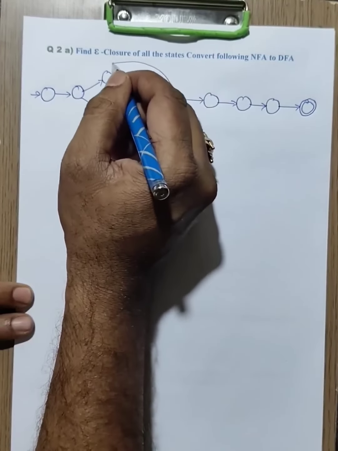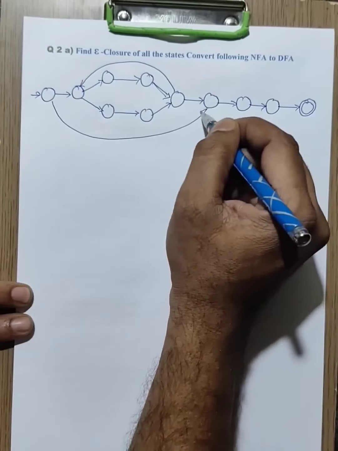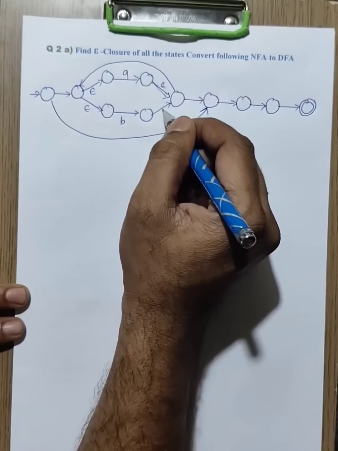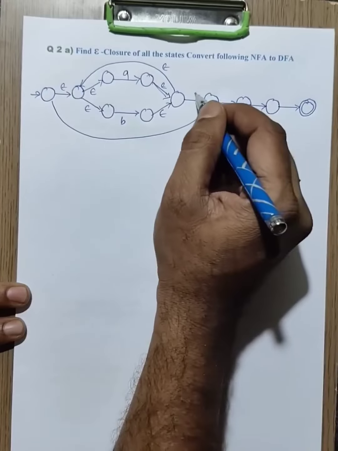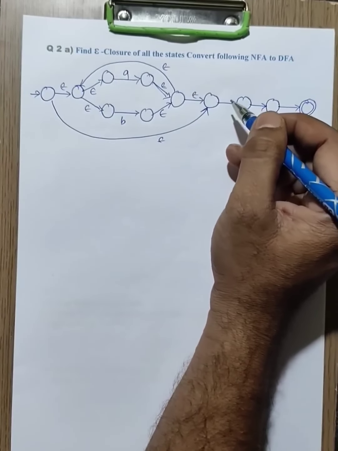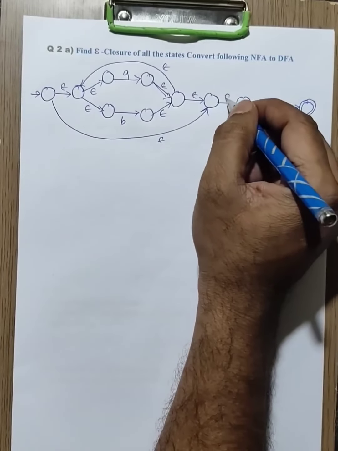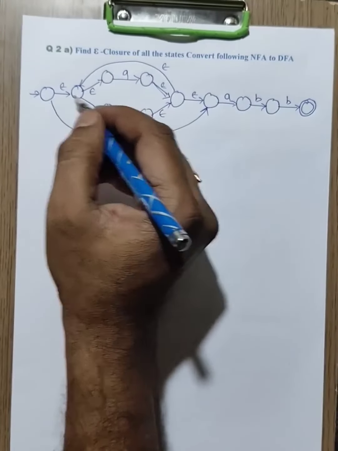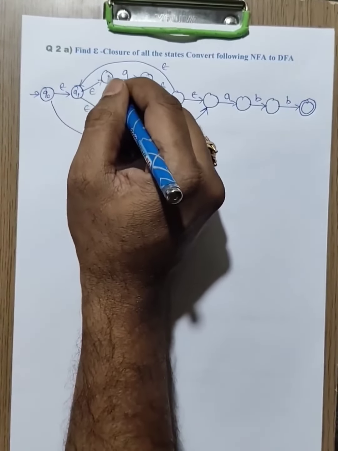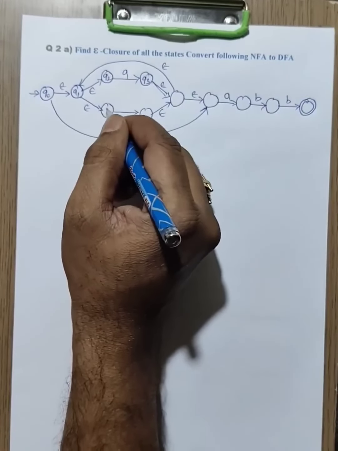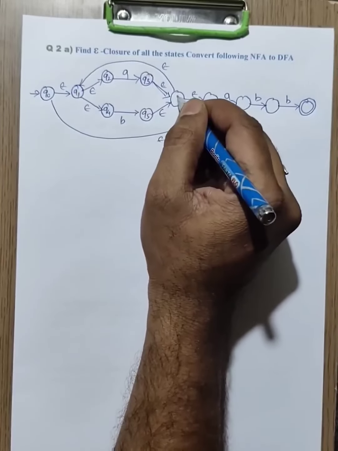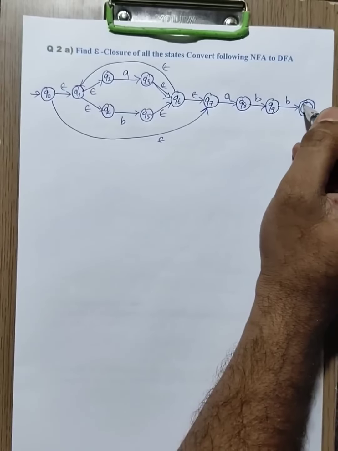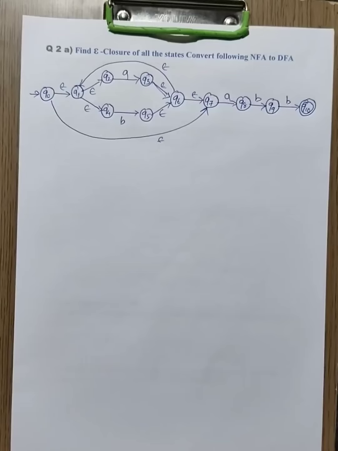This is the given epsilon NFA, with transitions on A, B, epsilon, then A, B, B, A, B, B. The total number of states is Q0, Q1, Q2, Q3, Q4, Q5, Q6, Q7, Q8, Q9, up to Q10.